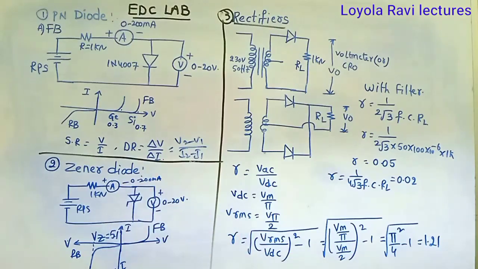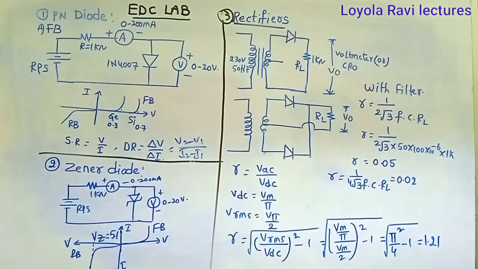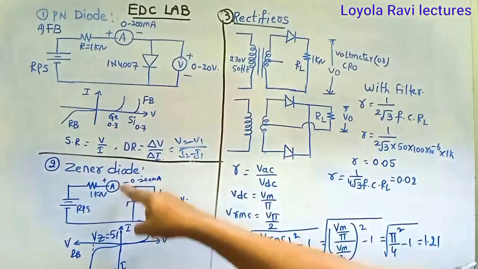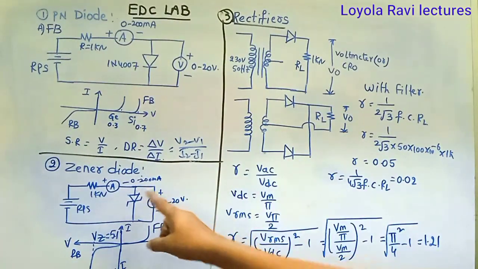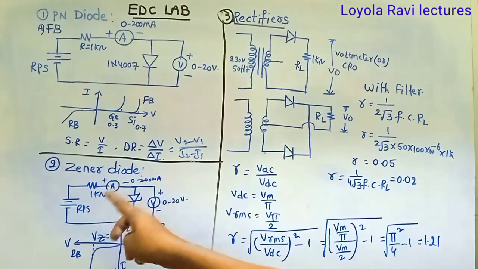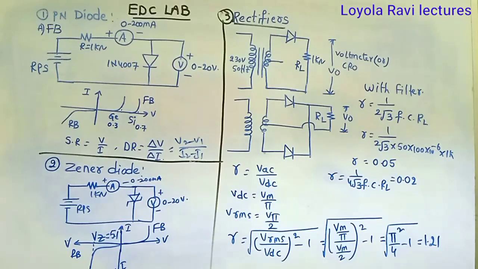Similarly, you can go for the Zener diode. The Zener diode forward bias is the same as the PN junction diode forward bias. Positive is connecting with the diode positive, same resistance, same ammeter, and the corresponding voltage at the diode. Vary the RPS and note down the voltage and current values, 0, 0.1, 0.2, and so on. The PN junction diode and Zener diode forward bias characteristics are the same. Here we are using silicon, that is why we get 0.7 as the cut-in voltage.